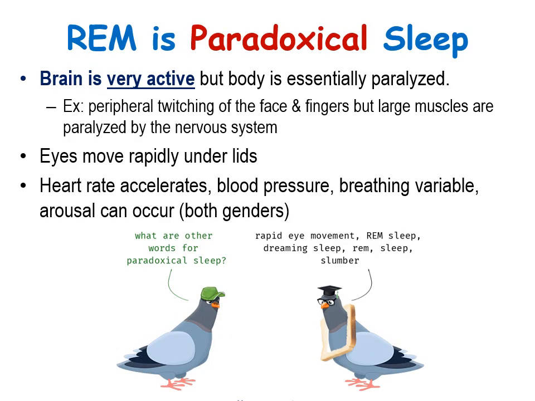So REM is a paradoxical form of sleep. What do we mean by that? In REM sleep, the brain is very, very active. The brain is active like a hummingbird. It seems more active than when we're actually awake during the day, but the body is basically paralyzed. Now, you might have a little bit of twitching of the face or the fingers. You might see a little bit of movement under the eyelids, but basically the large muscles are paralyzed. And if you are suddenly awoken in this stage, it can be a little freaky if you can't move your body. But the eyes can be moving rapidly. Now the heart rate accelerates, the blood pressure goes up, the breathing can go up and down and be very variable. So that's why we say REM is paradoxical.